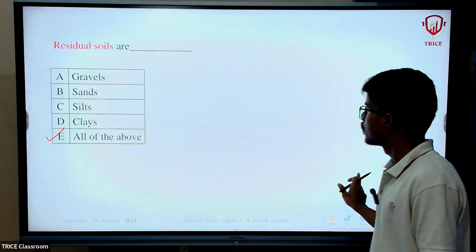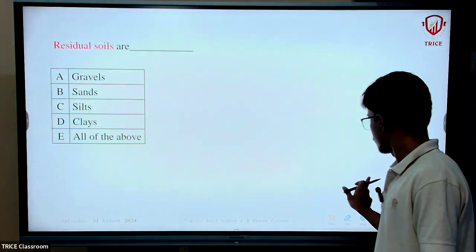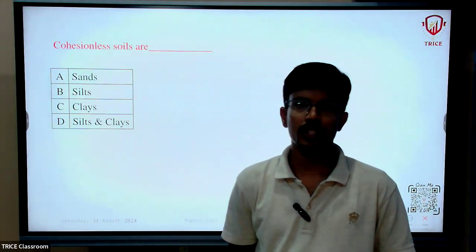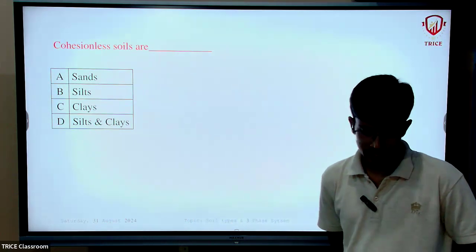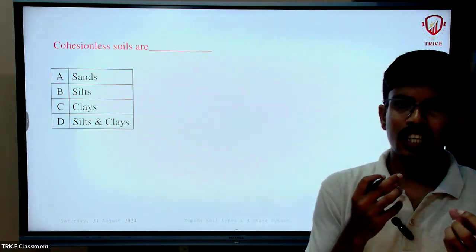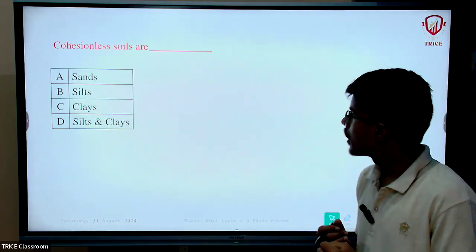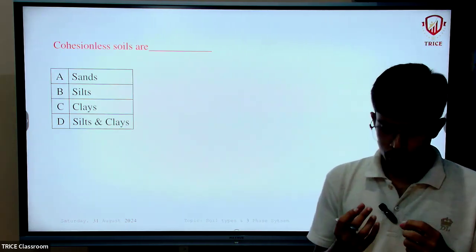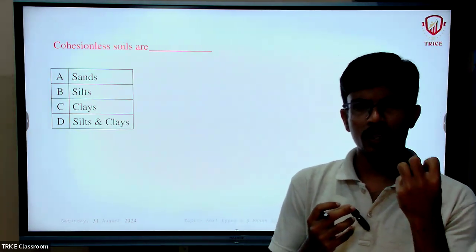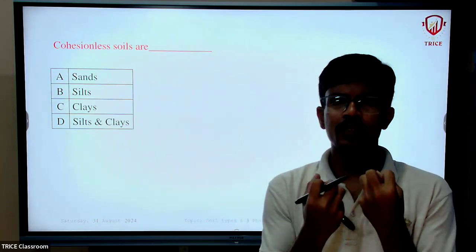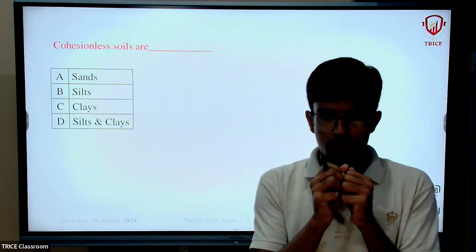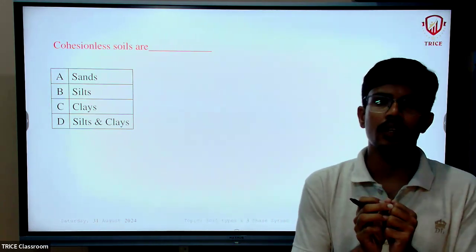Okay, so next we have the cohesionless soils. When you say cohesion, we should understand the difference between cohesion, adhesion, and cohesionless. Cohesion is nothing but the molecular force: the attraction between the same molecules. That we call the cohesion value.